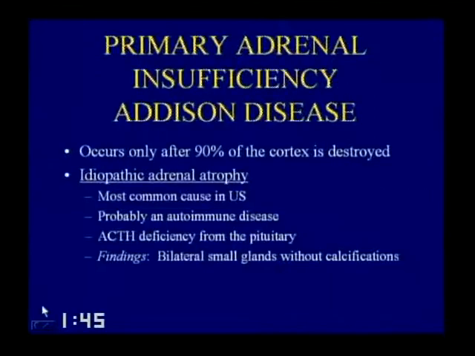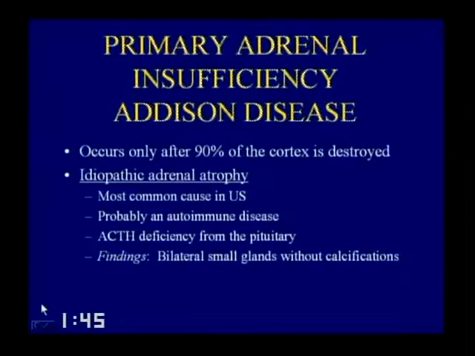You can get primary adrenal insufficiency, which will result in Addison disease, but this occurs only after you've lost 90% of the cortex. It can be idiopathic, which is the most common cause in the United States, probably an autoimmune disease, as in our former President Kennedy, I believe, had this. ACTH deficiency from the pituitary, and what you see in this case is bilateral small glands, no calcifications.